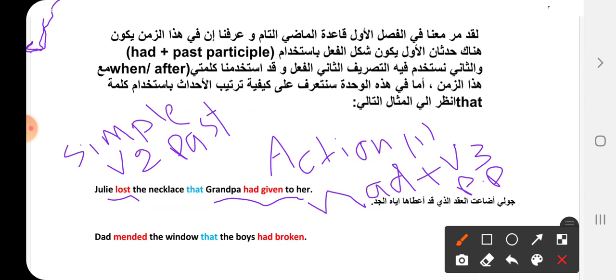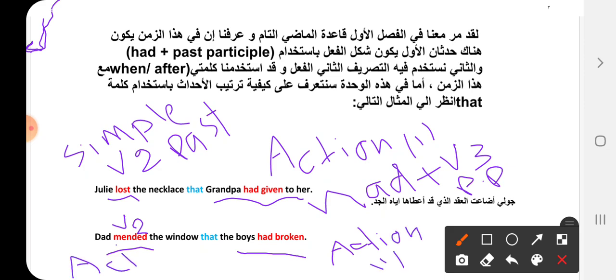Now look at the second example. Dad mended, so we have here verb 2, the window that the boys had broken. So had broken is action 1, okay? And mended is action 2, okay? So we have a question here. Which of the two events happened first? So the boys had broken the window. This is the first action. Then dad mended it. This is the second action. Okay?